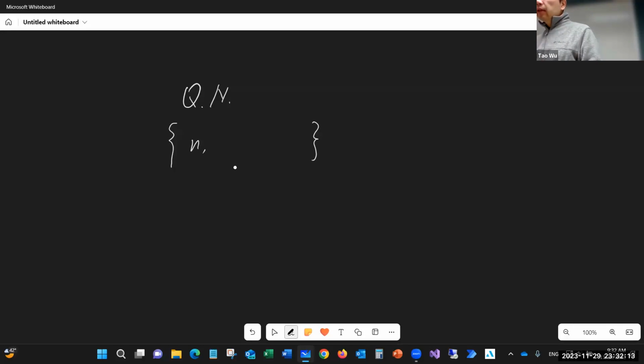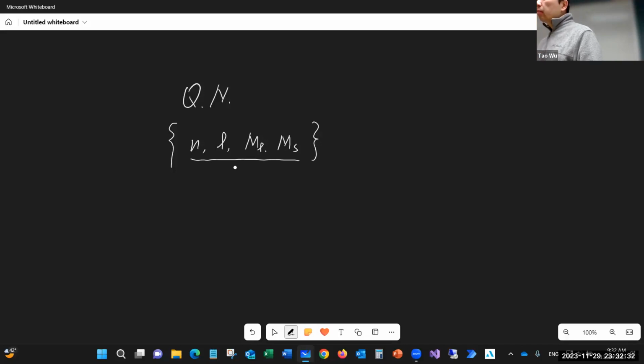We have n, l, m sub l, and m sub s. If we have the four numbers all together, then they give us the address for any of the electrons in the orbitals. Okay, any of the electrons in the orbitals.